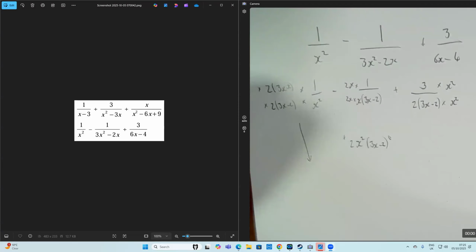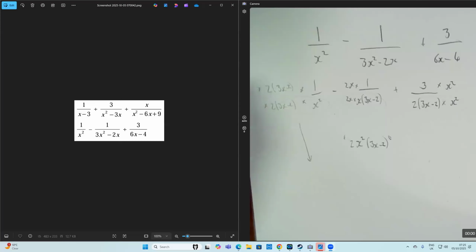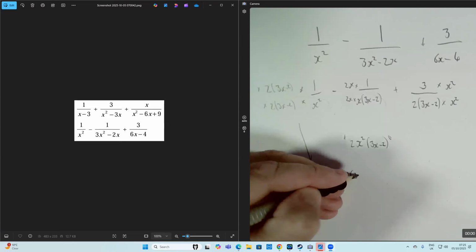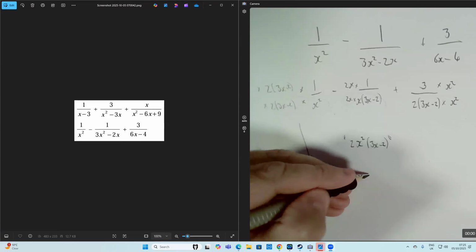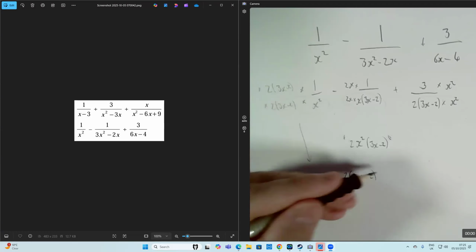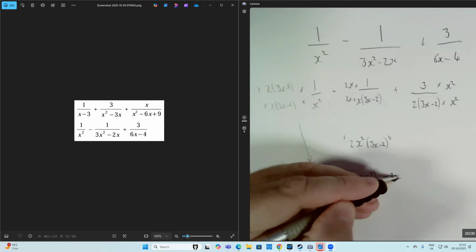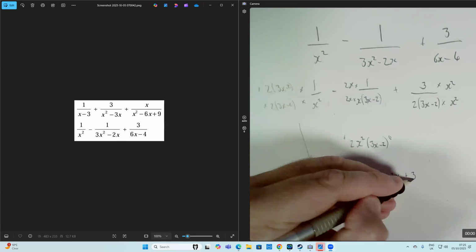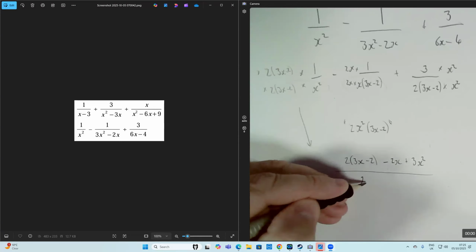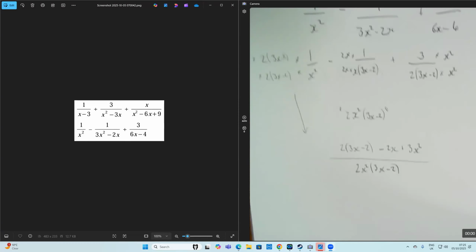Okay, that's perfect. Because we've got the same denominator now for all of them, I'm going to go straight to the step where we combine them. That would be fine to do in the exam as well. You wouldn't lose any marks for going straight to this step. So we've got 2 times by 3x minus 2, and then, be careful, there's a minus there, minus 2x plus 3x squared. That whole thing is over our new common denominator, which is 2x squared times by 3x minus 2.